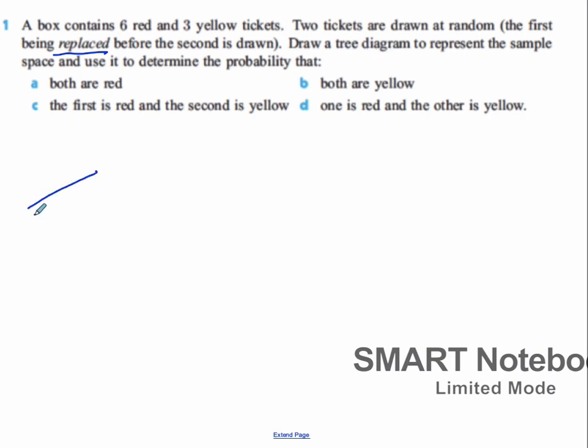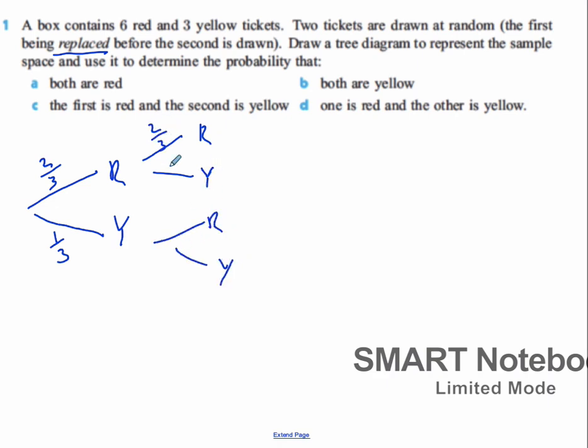Okay, so this is our first draw. We could get red or yellow. And there are 6 red, so 6 out of 9 for red and 3 out of 9 for yellow. Now it is replaced, so the second draw is exactly the same. Actually, I'm going to reduce those fractions. Let me just back up. Let's do 2/3 and 1/3 to make it a bit simpler. Okay, so we've got 2/3 and 1/3 for the second draw as well. Okay, so that's the tree diagram.